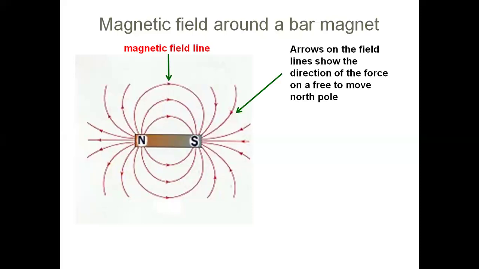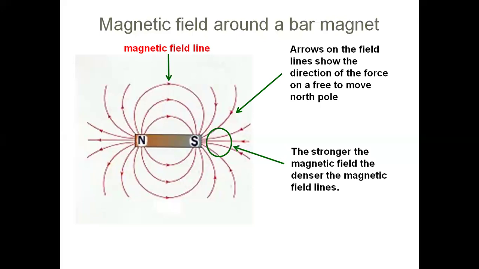The arrow indicates the direction of force on a free to move north pole. So the direction of magnetic field lines indicates the force on a north pole. The stronger the magnetic field, the denser the magnetic field lines. The field is stronger near the poles and it is comparatively weaker away from the poles.